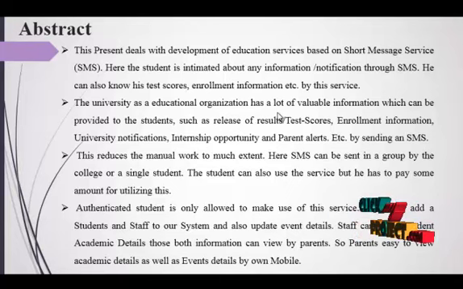Admin can add students as well as staff to our system and also update the event details. Staff can add students and academic details. Both of this information can be viewed by a parent using their own mobile. So it is easy for a parent to view academic details as well as event details by their own mobile. So in our system, a parent can easily find out his or her own child's academic status by using SMS.